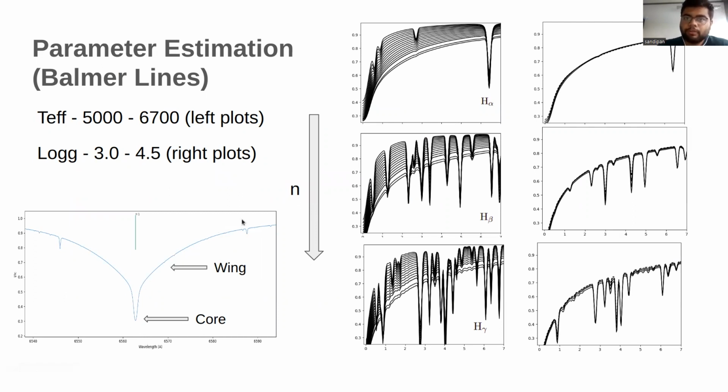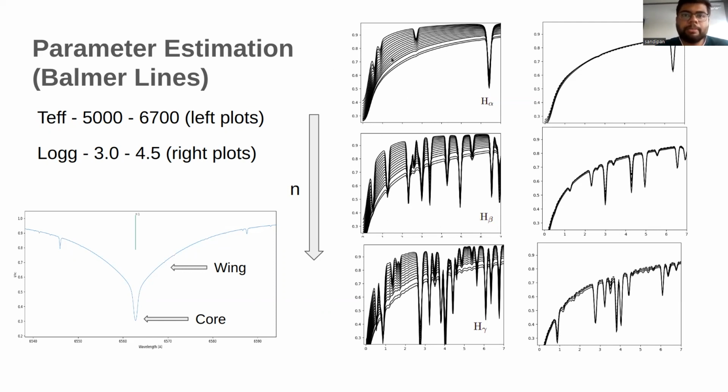If you look at the right-hand side of the first column, these are the hydrogen Balmer lines at the transition from n equal to 2 to n equal to 3, n equal to 2 to n equal to 4, and n equal to 2 to n equal to 5. So these are the transitions that take place and are called Balmer lines with alpha, beta, and gamma.